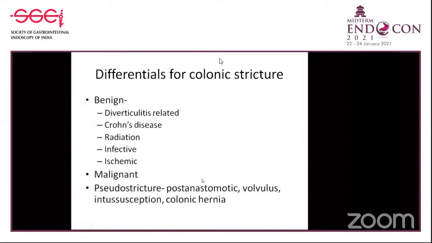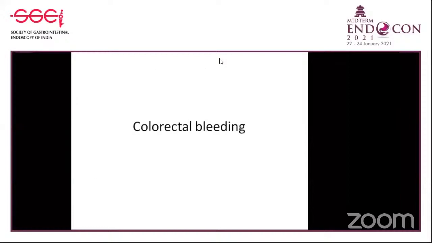The differentials for a colonic stricture: benign, diverticulitis related, it could be Crohn's disease, can be radiation induced, infective, ischemic, or it could be a malignant stricture, which we have to really look out for. And pseudostricture can be a volvulus or an intussusception, which presents like a stricture. And you look at it, it looks like a stricture, but it could just be any of these also.